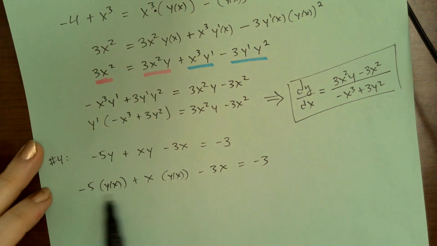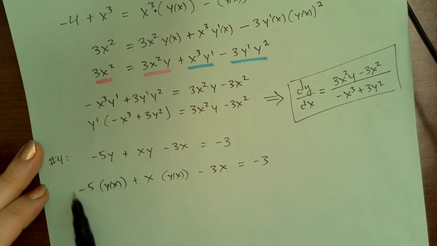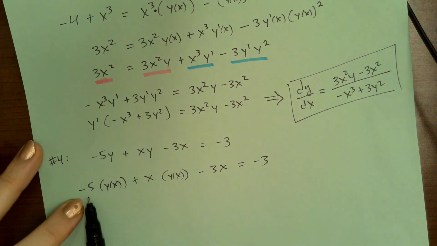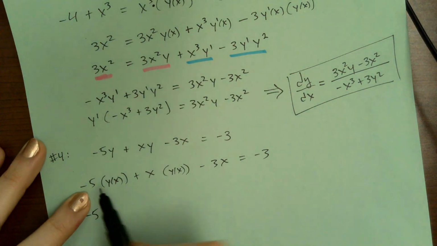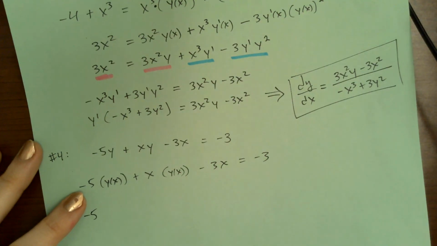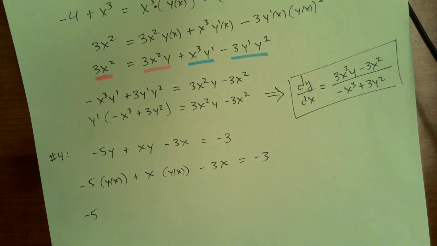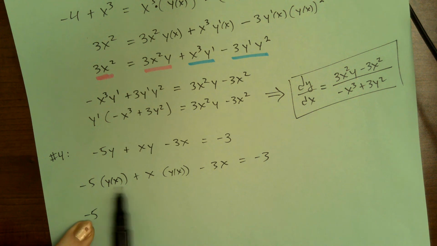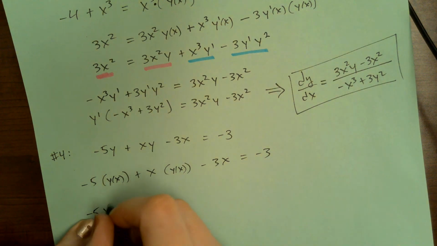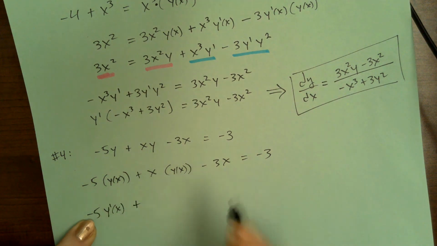So the derivative of this term, guys, the -5 is just a coefficient. A coefficient is a number that is just a regular number with no variable that's being multiplied. A lot of times a coefficient is called a constant multiple. So coefficients or constant multiples just come down. What's the derivative of y of x? Y prime of x plus.